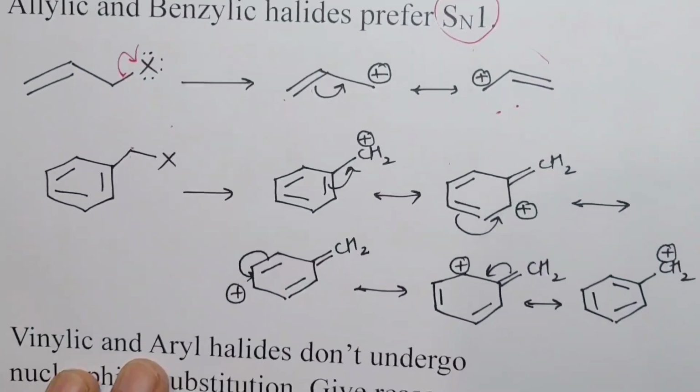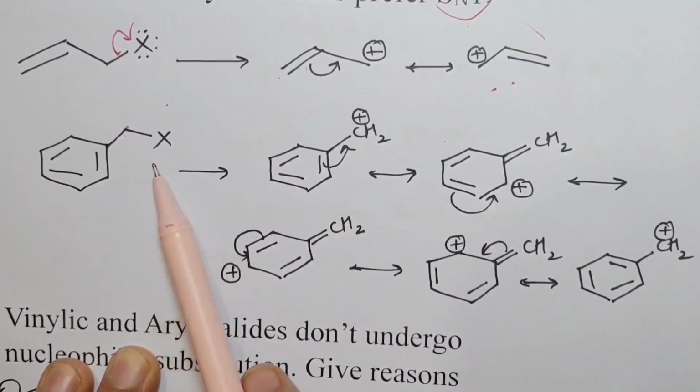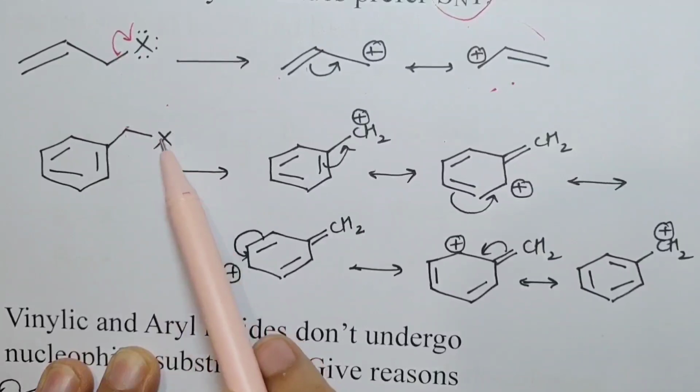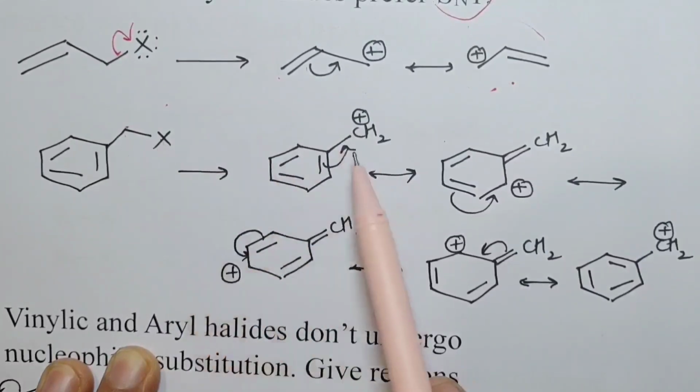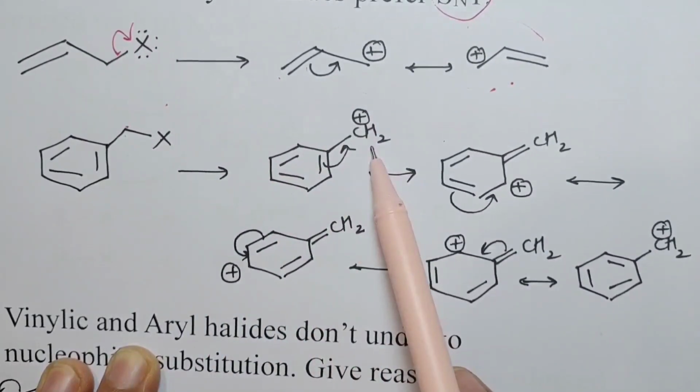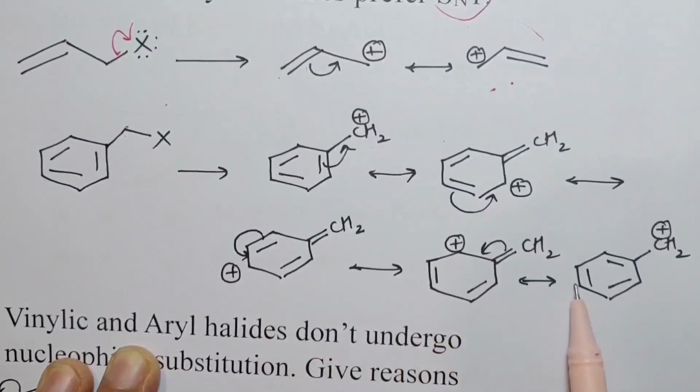Same is the case with benzylic halides. Here also, after the halide ion leaves, a benzylic carbocation is formed, and this benzylic carbocation is very stable because of the resonance.